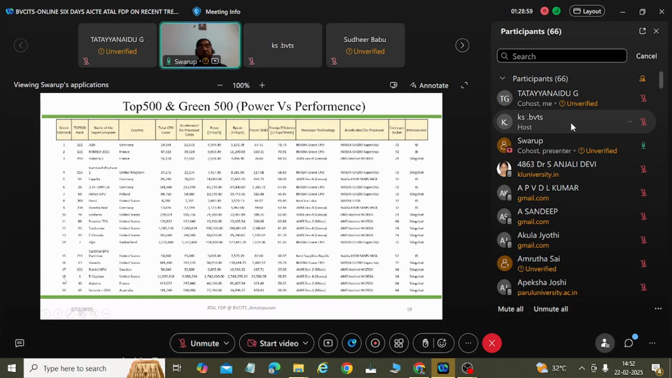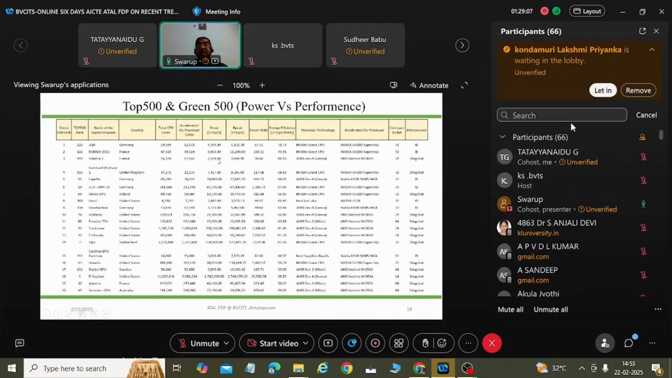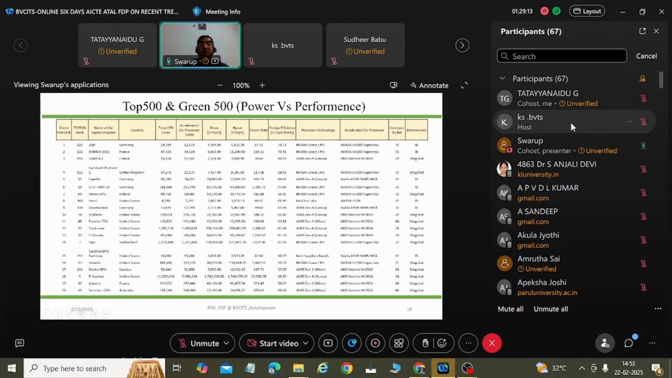And when you go to the supercomputer which is ranked 222, what is it giving? It is giving around 72.73 gigaflops per watt. That means this is more efficient. The efficiency is higher, and that is why it is ranked number one.